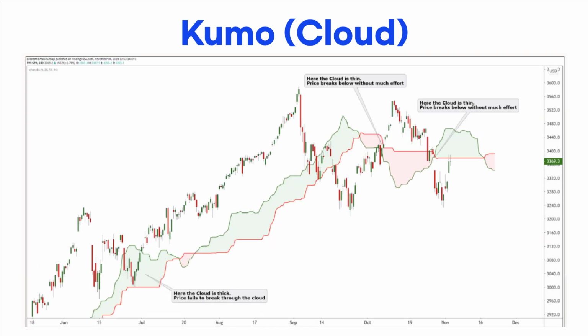Now let's look at another example. As seen in the image, the cloud is thick and the price seems to find it difficult to break through to the downside. In fact, the bottom of the cloud acts as a second support level where price bounces higher and continues to trend upwards above the cloud. More recently, at areas where the cloud is thinner, price seems to have no difficulty breaking above and then nearly reversing and breaking below the cloud again.